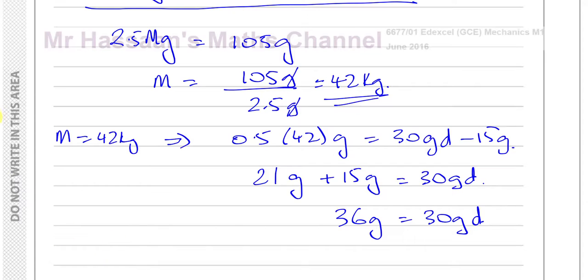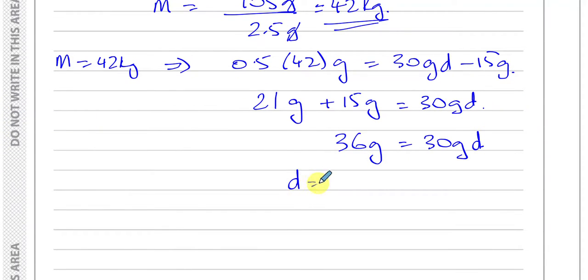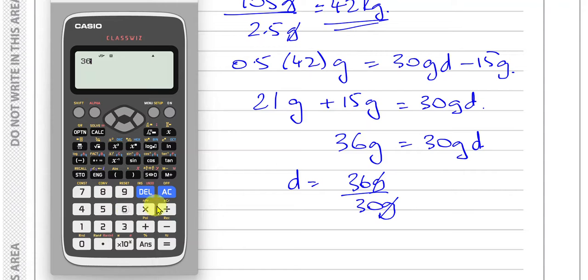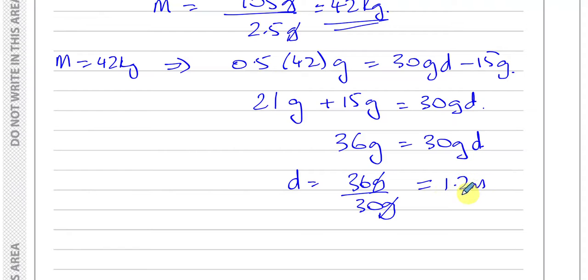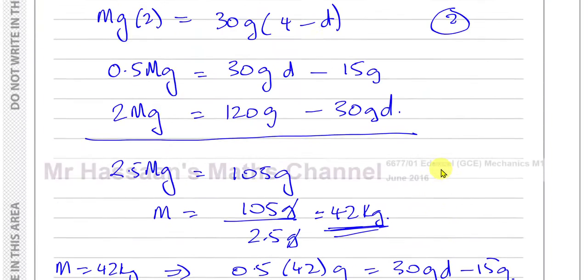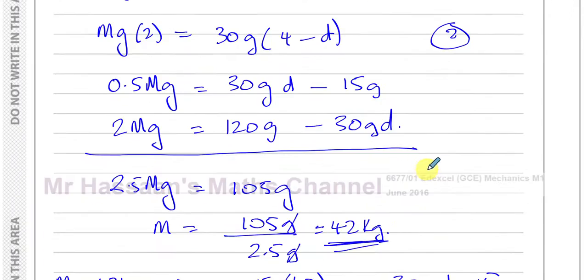So the distance D, which is the distance of the center of mass from the end of the plank, is going to be 36g over 30g. The g's cancel out, we're left with 36 over 30, which gives us 6 over 5, which is 1.2 meters. So we have M equals 42 kilograms and D equals 1.2 meters. That's the answer to parts 1 and 2 of this question number 6.